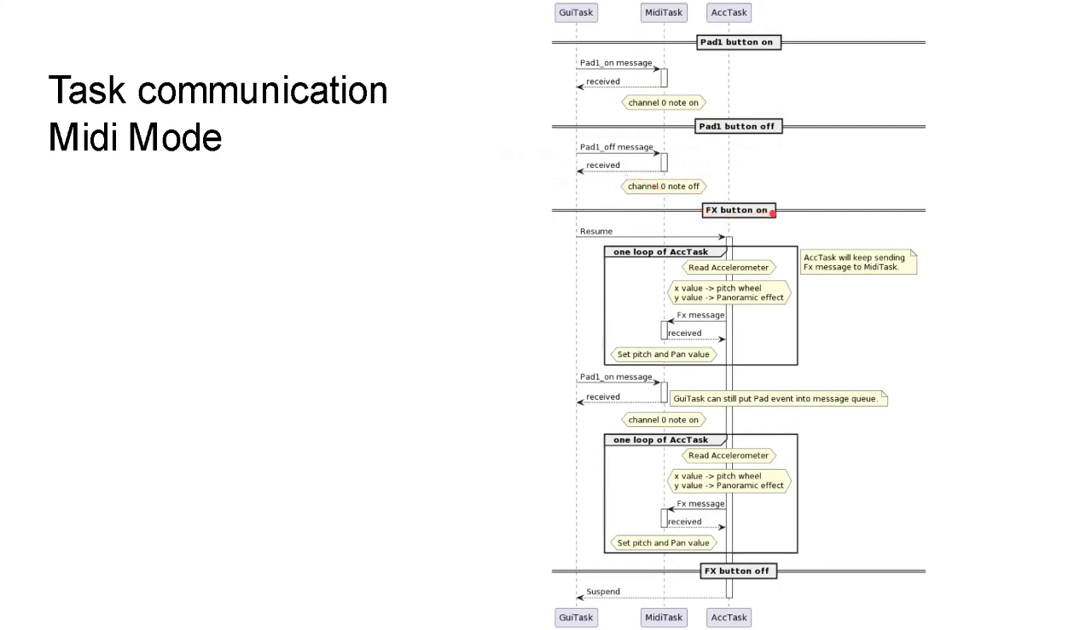And if the FX button is turned on, the GUI task will resume the accelerometer task, which is essentially just a super loop that keeps reading the IMU sensor values, packs the X and Y values into a message and sends it back to the MIDI task. Even though the super loop is pretty fast and keeps putting messages into the message queue, the GUI task is still able to put the pad on or pad off message in between, and the entire system can be pretty responsive.